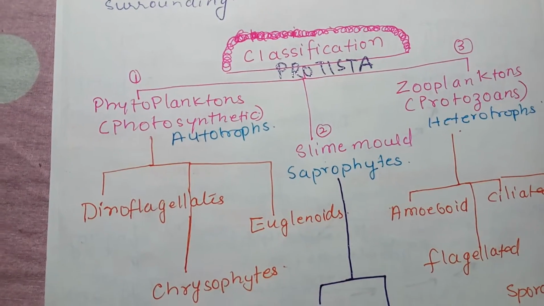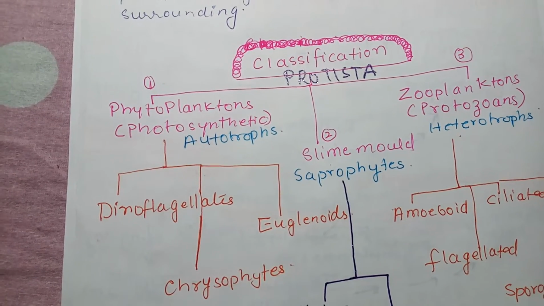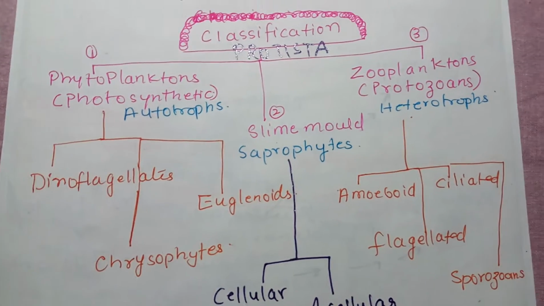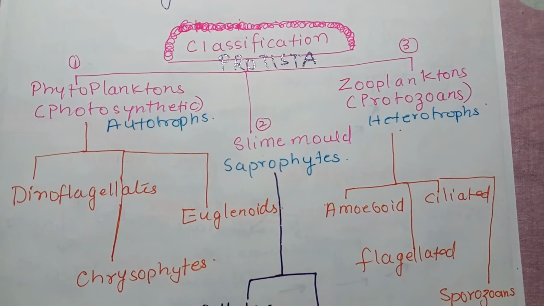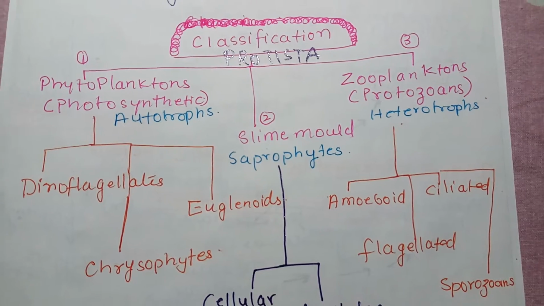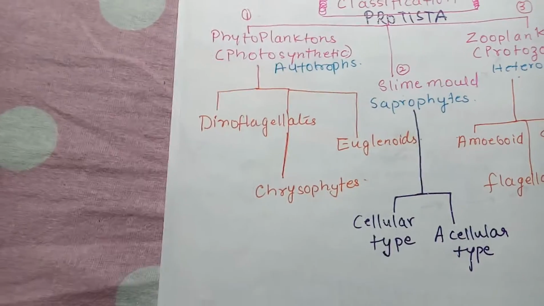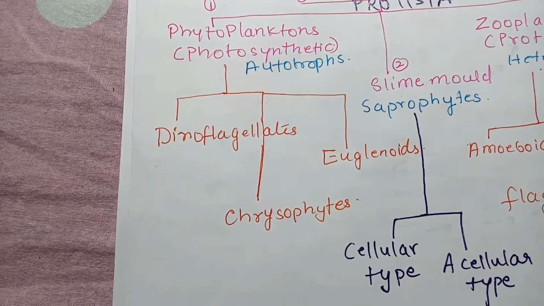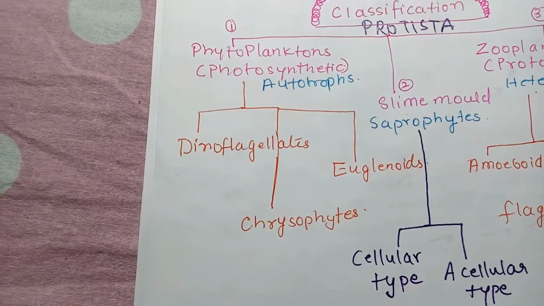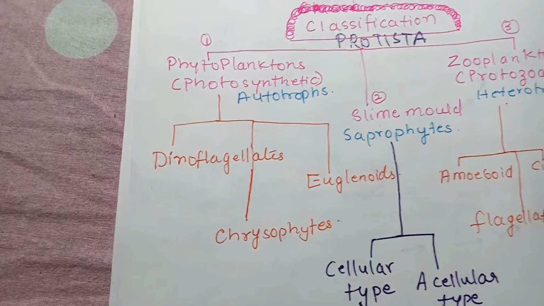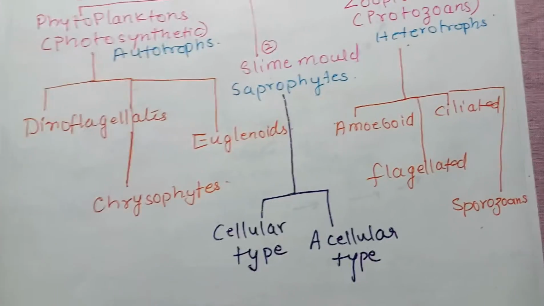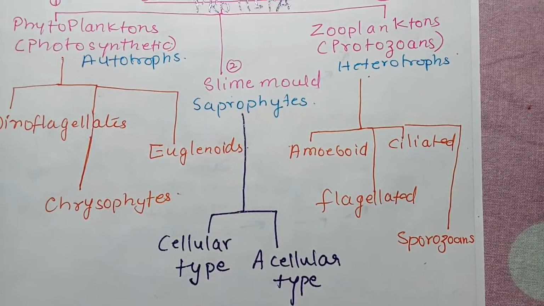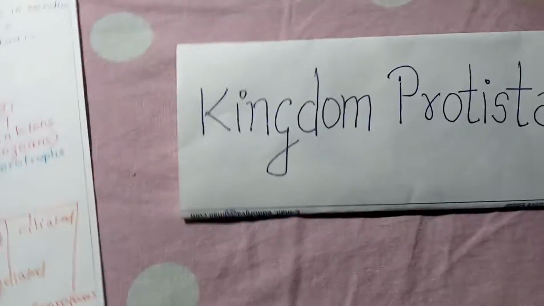So photosynthetic protists, which are known as phytoplanktons, are autotrophs. Slime molds are saprophytes. Zooplanktons, which are also called protozoans, follow the heterotrophic mode of nutrition. If you see their further groups, phytoplanktons are divided into three: dinoflagellates, chrysophytes and euglenoids, whereas saprophytes are acellular and cellular type. Zooplanktons: amoeboid, flagellated, sporozoans, ciliated.